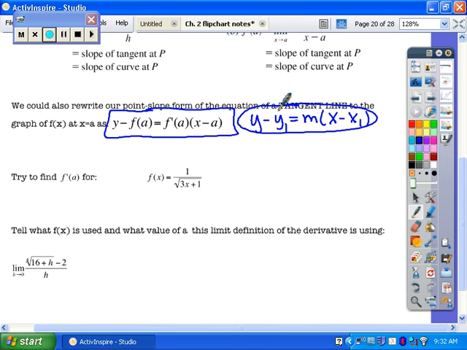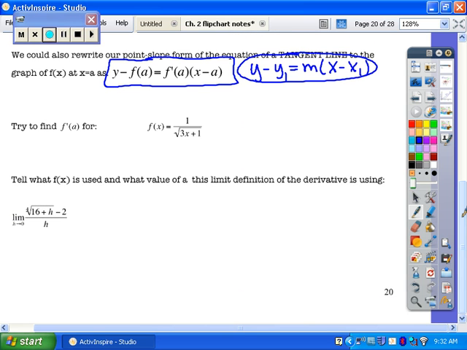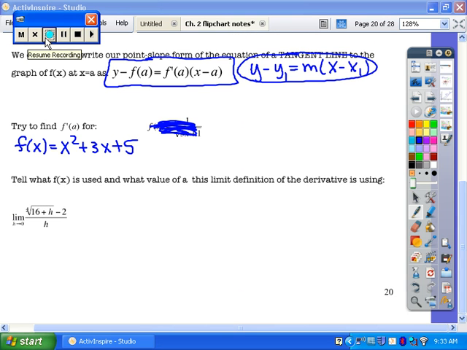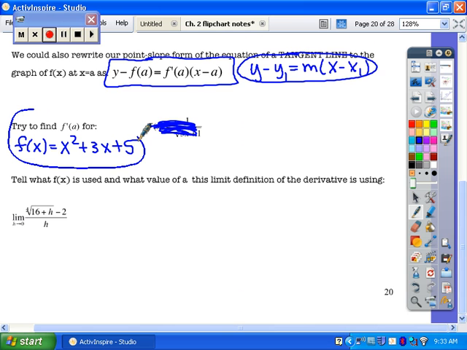So let's go ahead and look at a couple different examples. On this one, we're going to just change the problem a little bit. We're going to say f of x is going to equal x squared plus 3x plus 5. And we're asked to find f prime at a. And when they do that, they want you to basically find that in general in terms of a.